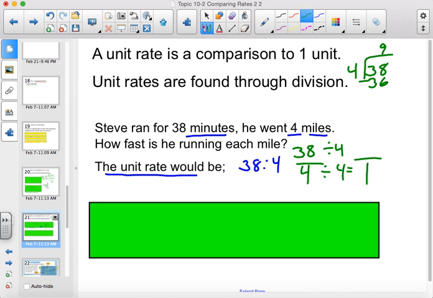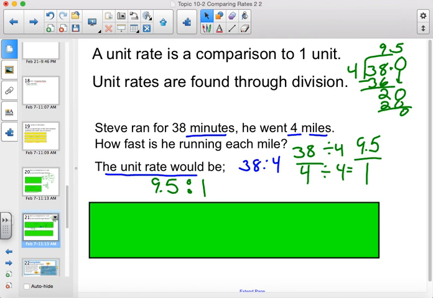That's 36. Subtract and you end up with 2. Now what we're going to do is put a decimal point in our problem and annex a 0. Bring down our 2. 4 into 20 will go 5 times. 5 times 4 terminates the problem. So we would have 9.5. So the unit rate would be, he runs 1 mile in 9.5 minutes. So he's running a mile in about 9.5 minutes. Okay, and that would be that unit rate.